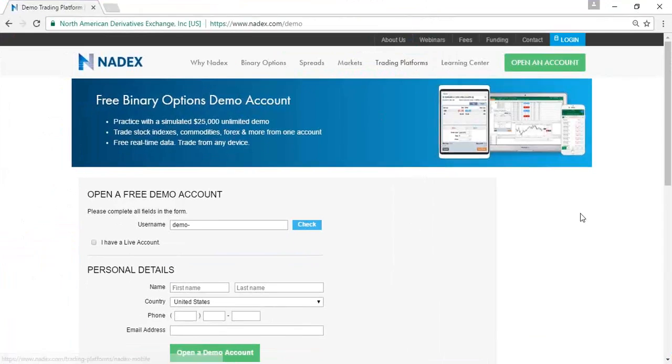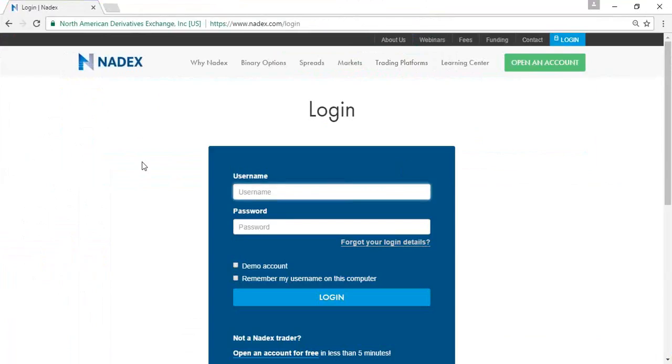For those of you that do have an account, when you're here on the login page, if you're like me, you sometimes forget your username or forget your password, and you can just click right here, forgot your login details, and you can make sure that you get that sent to you.